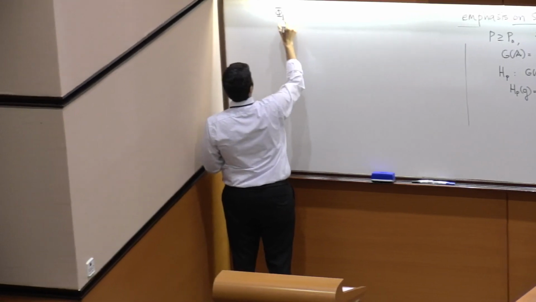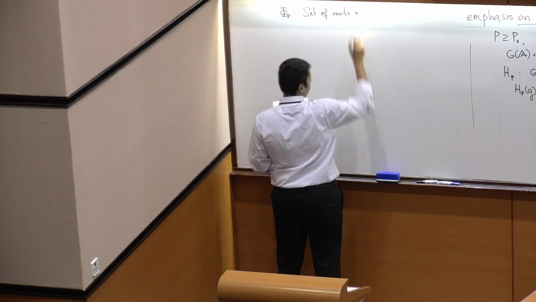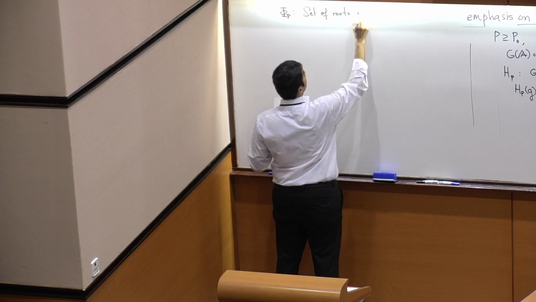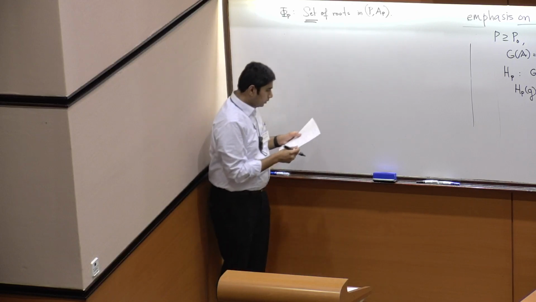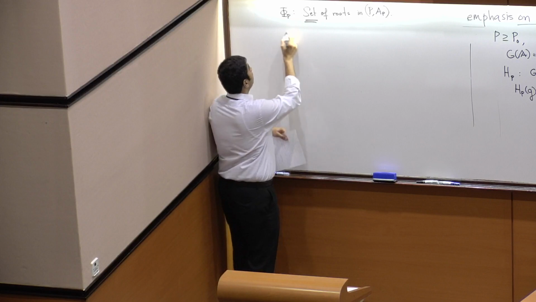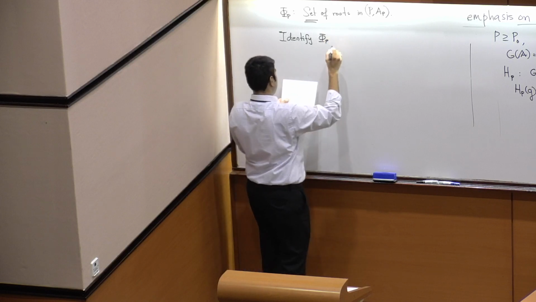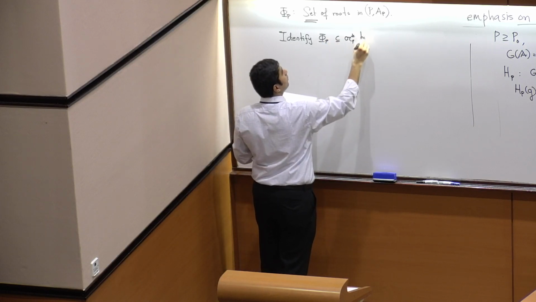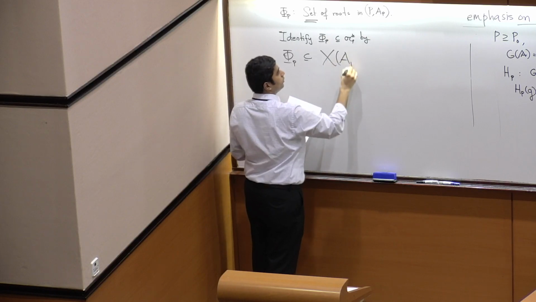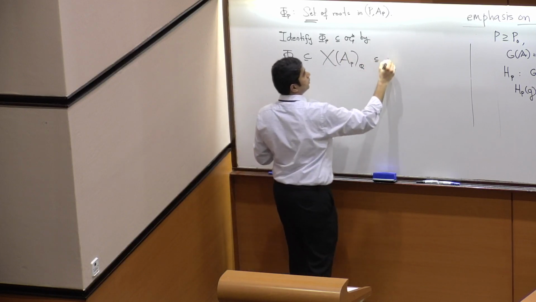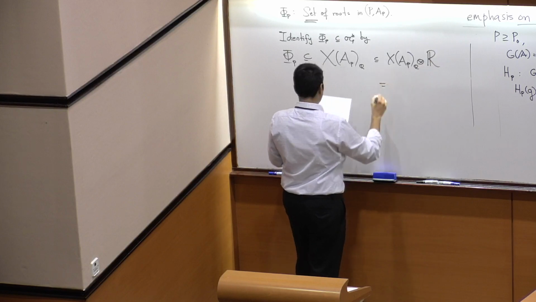So let phi P denote the set of roots in P A_P. I'm calling it a set because it need not be a root system. And identify phi P inside A_P star, inside X(A_P) tensor R, and this is nothing but A_P star.